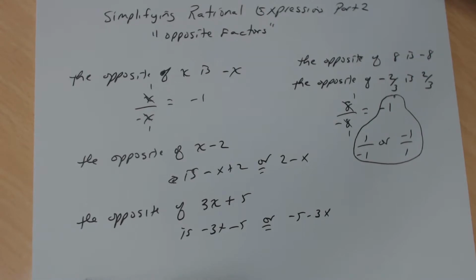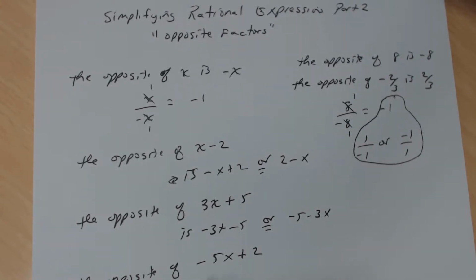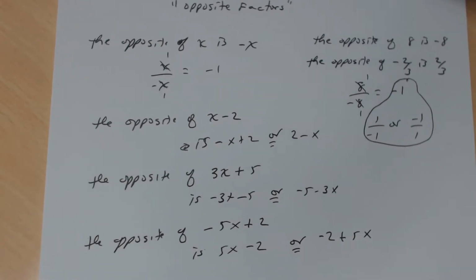All right, now let's see one more. The opposite of negative 5x plus 2. So the opposite of negative 5x plus 2 is, the opposite of negative 5x is a 5x. The opposite of a positive 2 is a negative 2. Or if you want to, you can rewrite it as negative 2 plus 5x. So they're the same thing. All right. And again, if you look at their quotient, I want you to understand this.